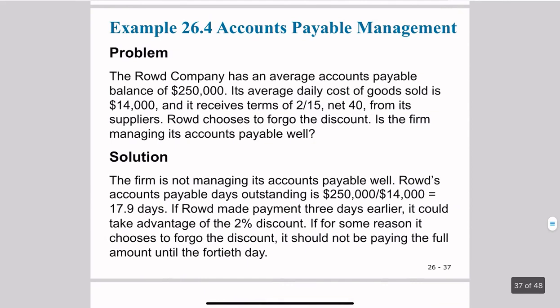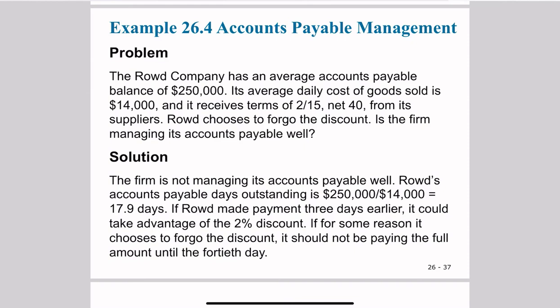Okay, let's see this. So the Road company has an average accounts payable balance of $250,000. Its average daily cost of goods sold is $15,000, and it receives terms of 2/15 net 40 from its suppliers. So Road chooses to forego the discount. Is the firm managing its accounts payable well? Well, it's pretty easy, right?